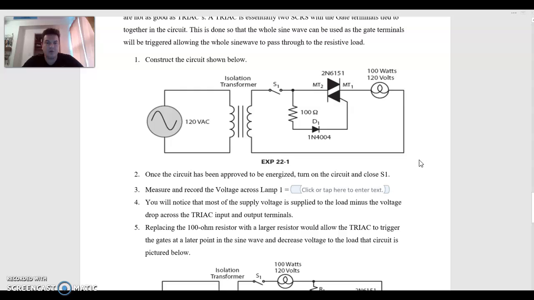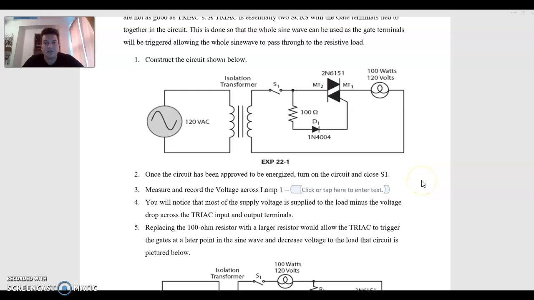This one's a little bit shorter. Once the circuit has been approved and energized, you're going to turn on S1. Measure and record the voltage across lamp 1. For this one, it's going to be relatively consistent. We should see almost all the voltage across that load.